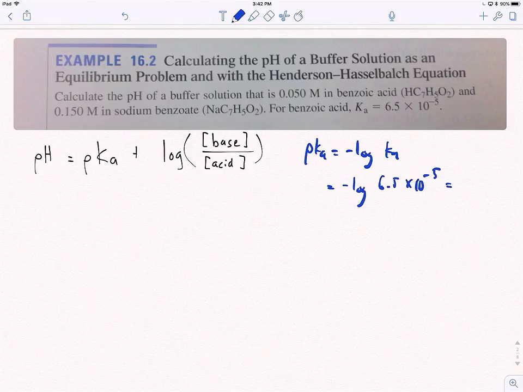Actually, I don't even have to calculate it. I can just put this in the equation. So pH equals pKa, which is minus log 6.5 times 10 to the minus 5, plus the log of the base concentration. So which one's the base? It's the one that has a sodium in front of it. So 0.15 divided by the acid. Which one's the acid? It's the one with the extra H in it, benzoic acid.